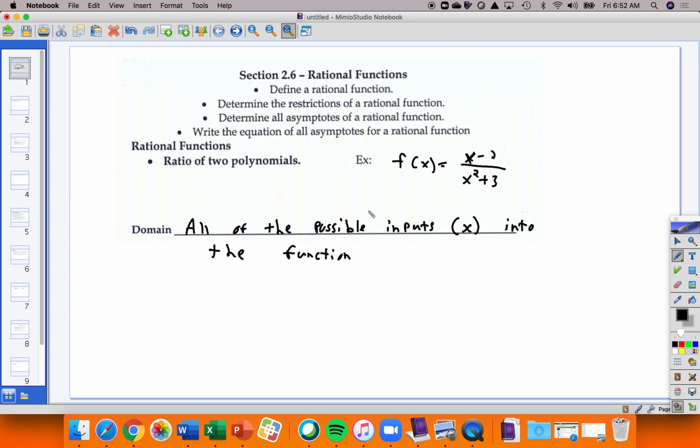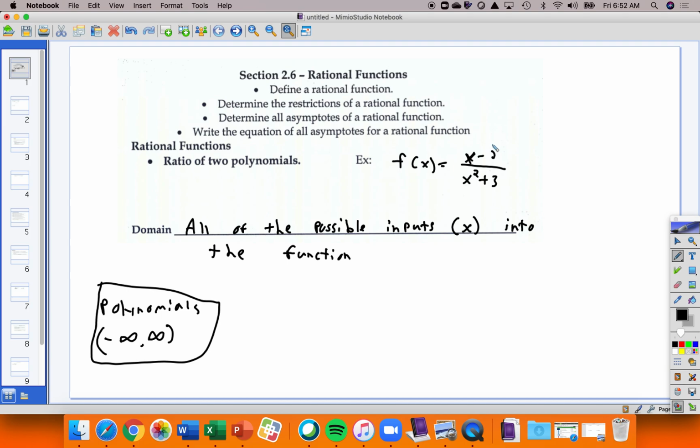And what you notice in polynomials, the domain was always negative infinity to positive infinity. And that's because there were no fractions or radicals in a polynomial. But here, in a rational function, we do have fractions. So therefore, we're going to have values that we're not able to input.